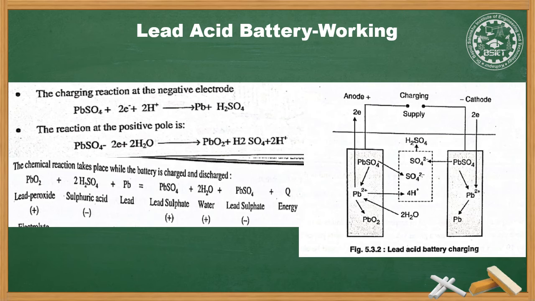The lead sulfate on the plate again converts to lead peroxide, and the lead sulfate on the other plate is reduced to spongy lead. Thus, the electrolyte becomes concentrated because of the increase in H2SO4. Thus, the battery converts electrical energy into chemical energy during charging and chemical energy into electrical energy during discharging.